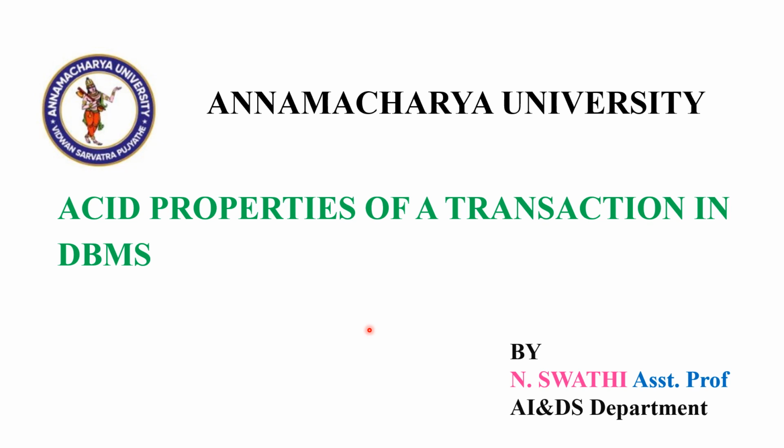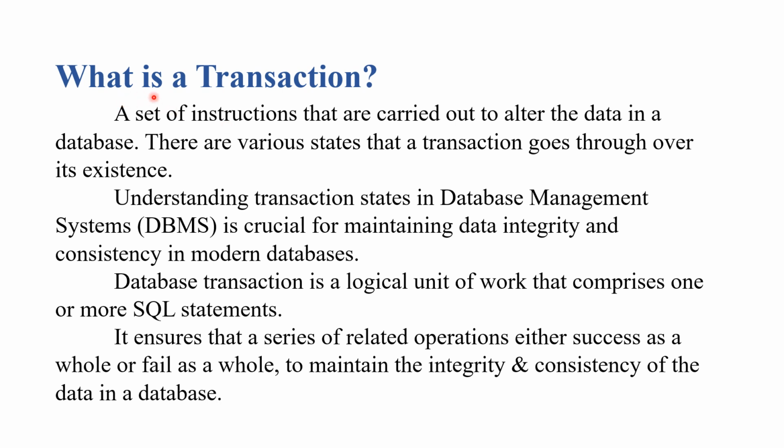Today I am going to discuss the ACID properties of a transaction in DBMS. So first, let us know what a transaction is. A transaction is a set of instructions that are carried out to alter the data in a database. There are various states that a transaction goes through over its existence. Understanding the transaction states in a database management system is crucial for maintaining data integrity and consistency in modern databases.